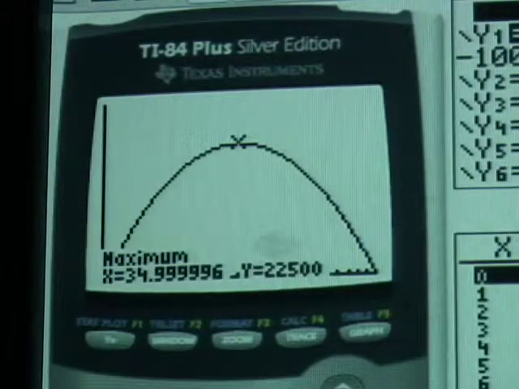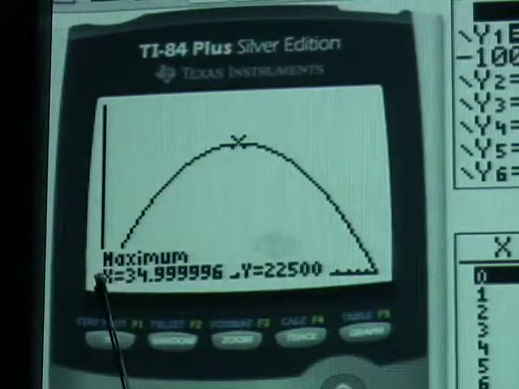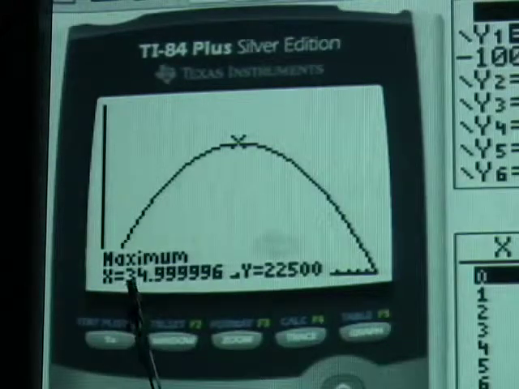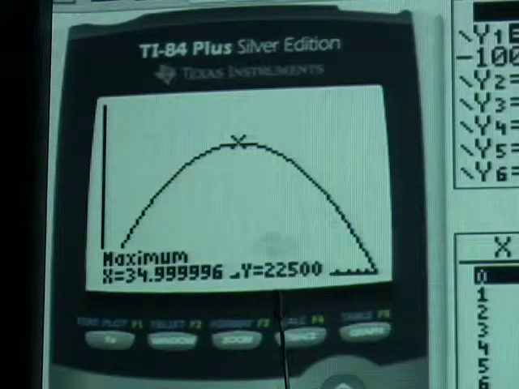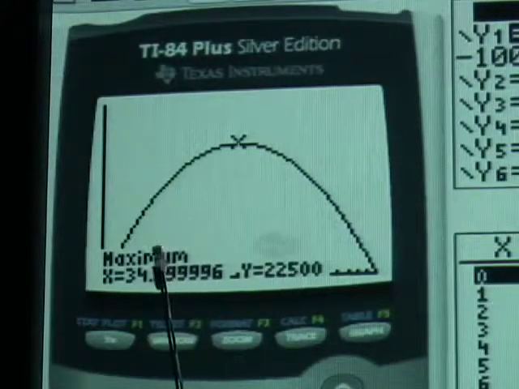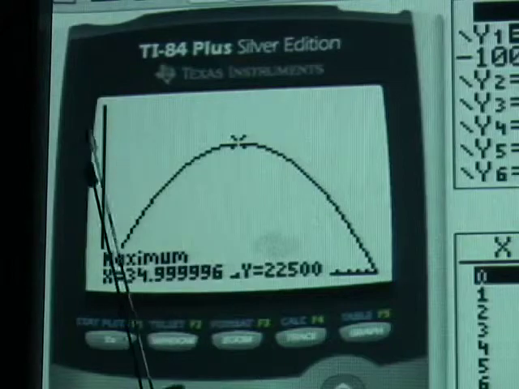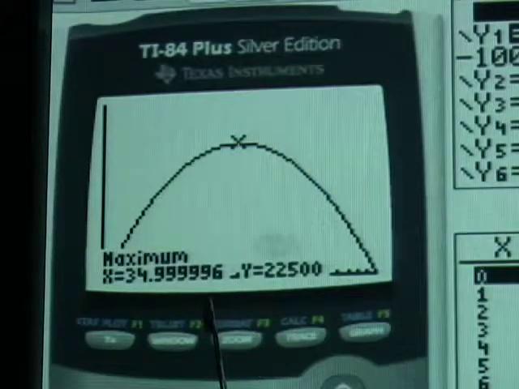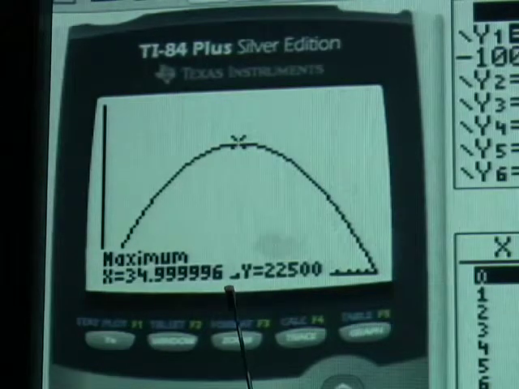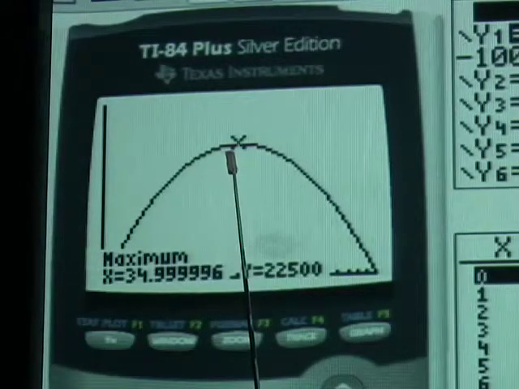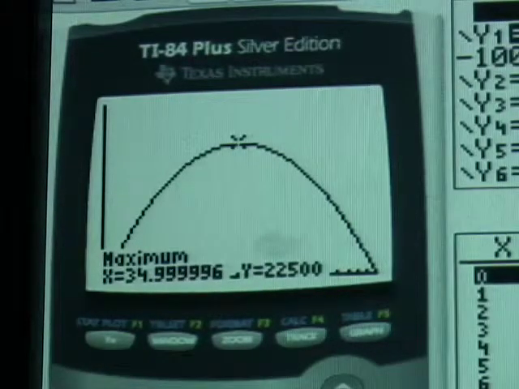Now, what does it show? It says the maximum occurs at x equal to 35. Read it as 35. And the maximum value of the function at that point is 22,500. In other words, remember, this graph is a graph of the profit as a function of the unit price. So it says when the unit price is $35, you get the maximum profit. That is what it means.